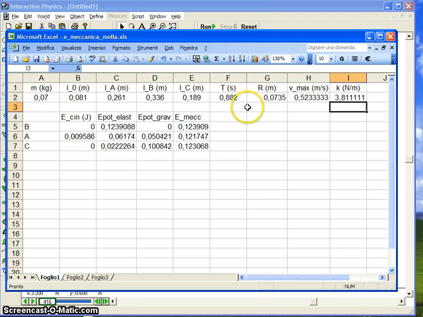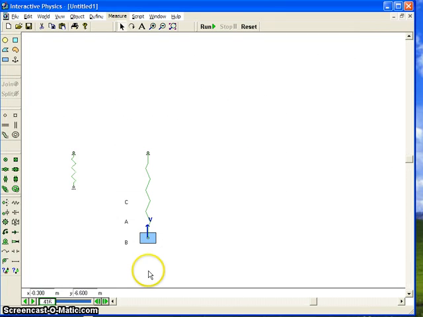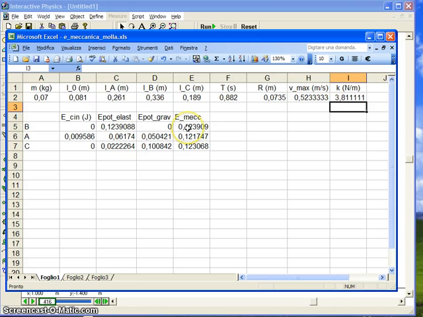Later you can compute the mechanical energy in 3 different positions. The aim of our experiment was to demonstrate that the mechanical energy in 3 different positions was the same. How to compute the mechanical energy? You have to sum kinetic energy and potential energy at the same instant.